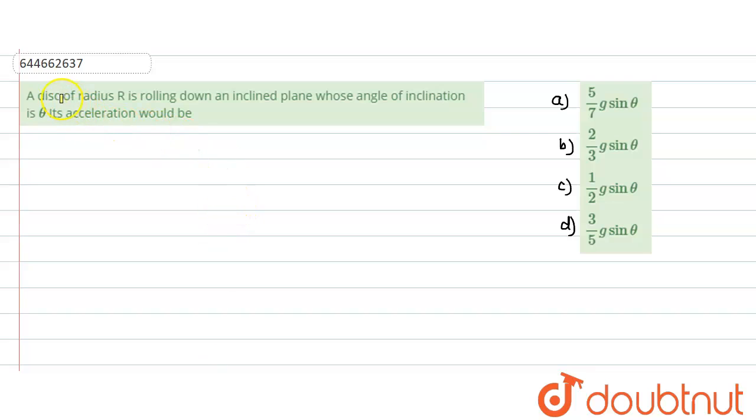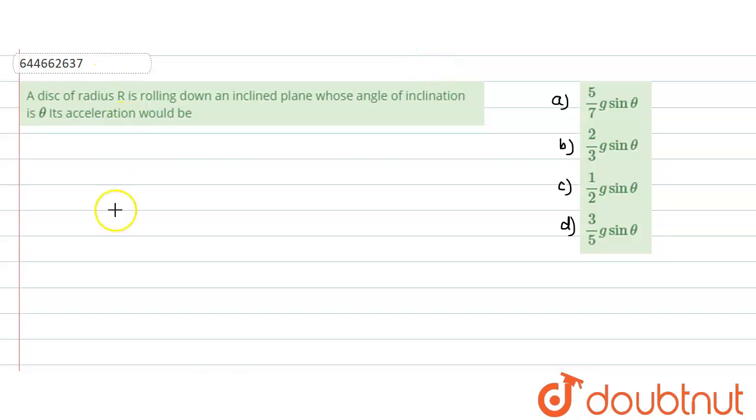Hello everyone, let us start with our question. In this question, what is given? A disk of radius r is rolling down an inclined plane whose angle of inclination is theta. We need to find the value of the acceleration. The options are 5 by 7 g sine theta, 2 by 3 g sine theta, 1 by 2 g sine theta, or 3 by 5 g sine theta.